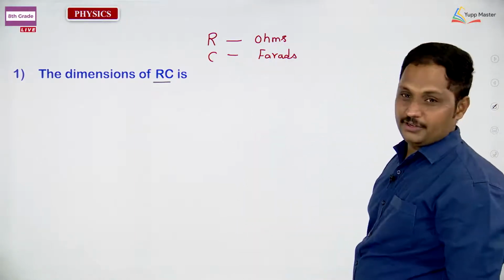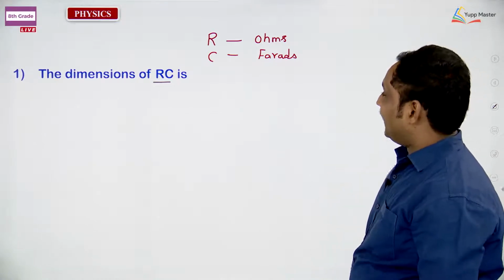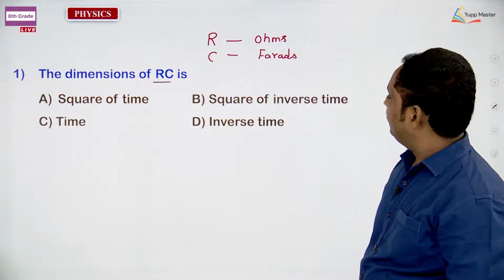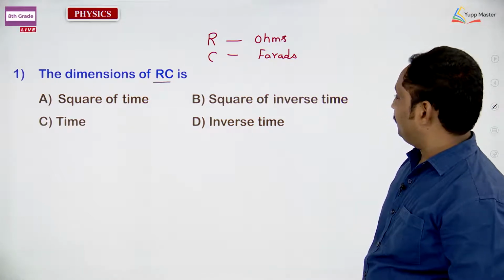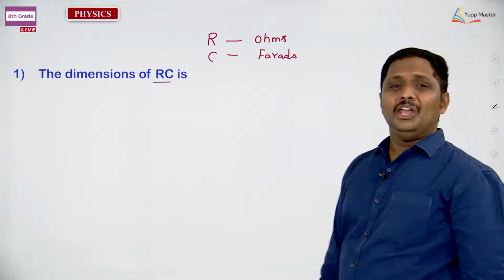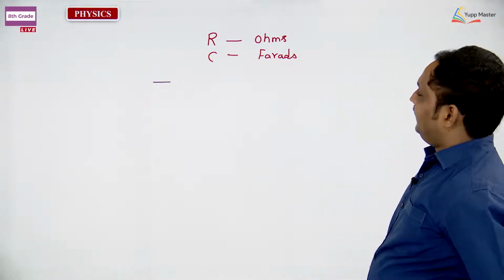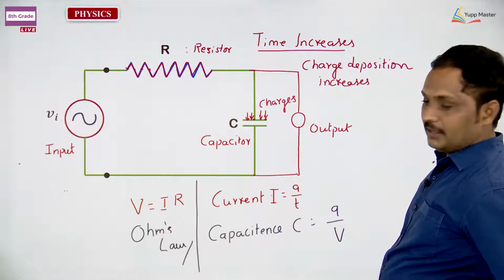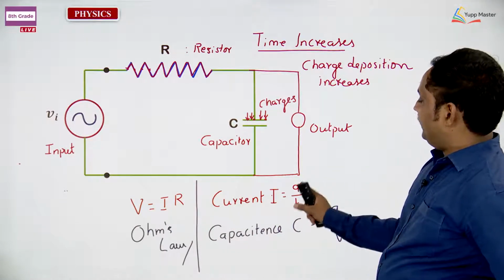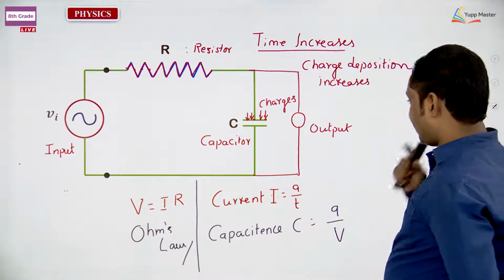Yes, it was measured in units farads. The dimensions of RC are going to be the square of the time, the square of the inverse time, and the inverse time. Let's see that. If you take these relations, V is equal to IR is the first one, and I is equal to Q by T is the second one.